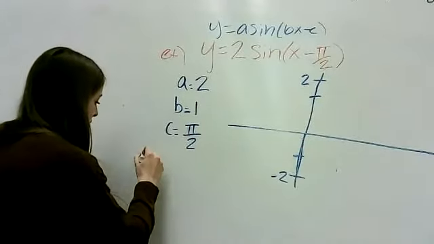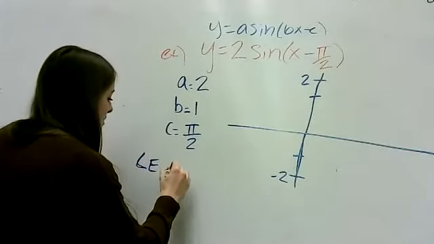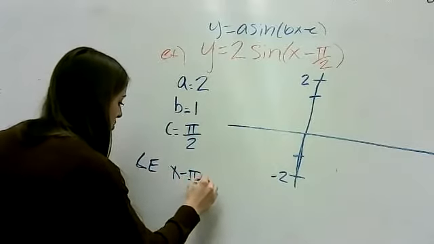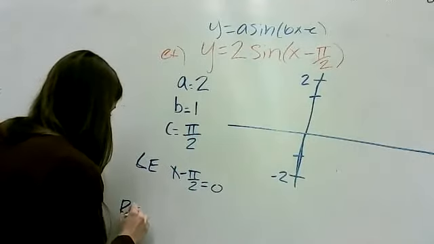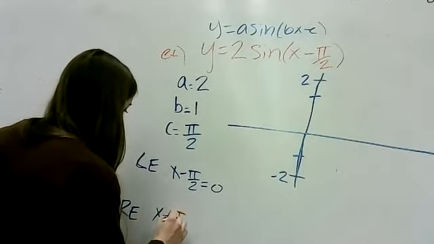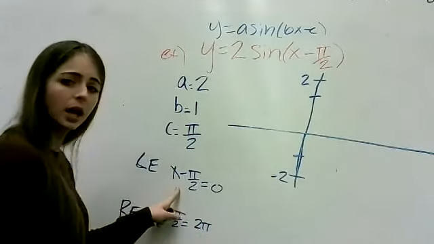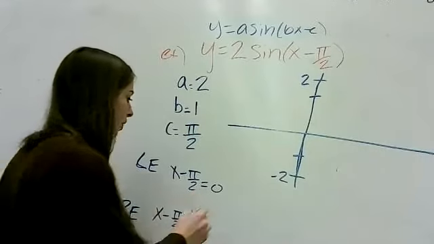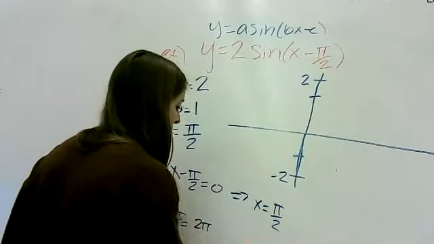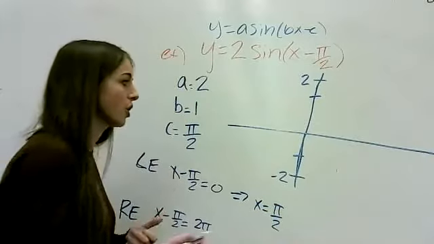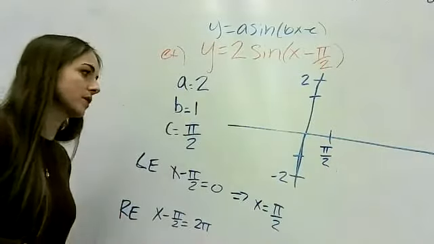So what this means for us is we want to go ahead and find our left endpoint, which is x minus pi over 2 equals 0, and our right endpoint, x minus pi over 2 equals 2 pi. With this one, we're just adding that pi over 2 over to get x equals positive pi over 2. Again, this is our starting point. So let's label this on our graph, pi over 2. That's going to be our starting point.